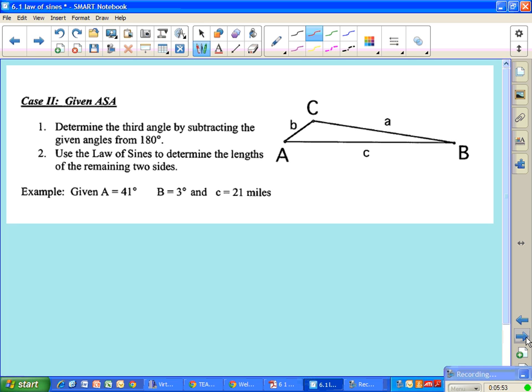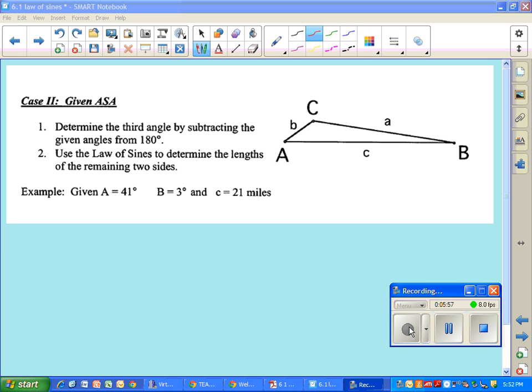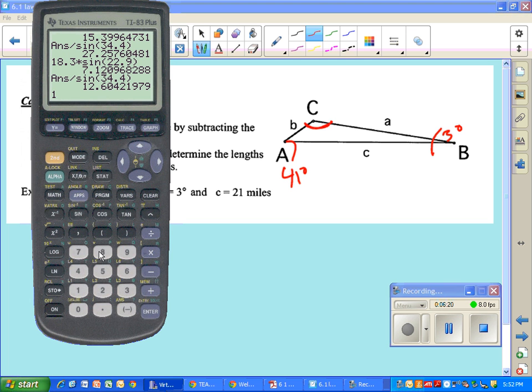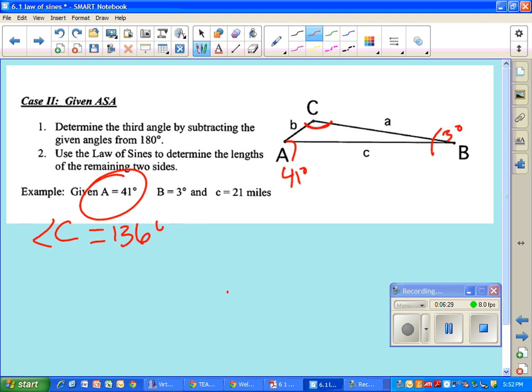Next example. Oh wait, this one's not different. We just have to label. A is 41 degrees, so my angle A is 41 degrees. My angle B is 3 degrees. I know that side length b should be really small because it's across from a really small angle. To find angle C, all I have to do is subtract from 180 degrees. So I have 180 minus 41 minus 3, and I get 136 degrees. So I know that side length c should be my longest side since it's across from my longest angle.